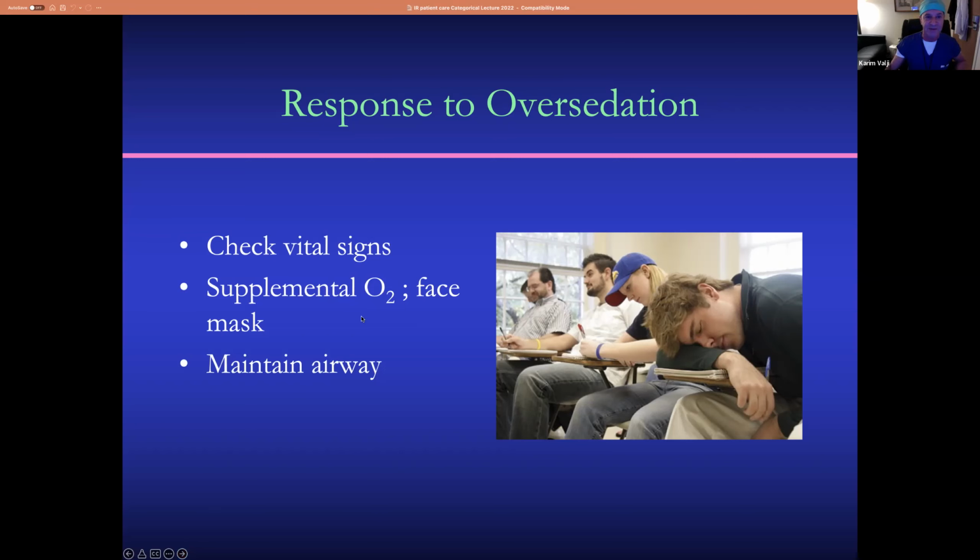If they basically stop responding, or their O2 sat goes down to 80 and it won't go up, or their PCO2 goes to 60, check their vital signs, get a new set of vital signs, give them oxygen if they're not getting it, and do it by face mask because they're not necessarily breathing through their nose, and maintain an airway. So I will personally take off my gloves.